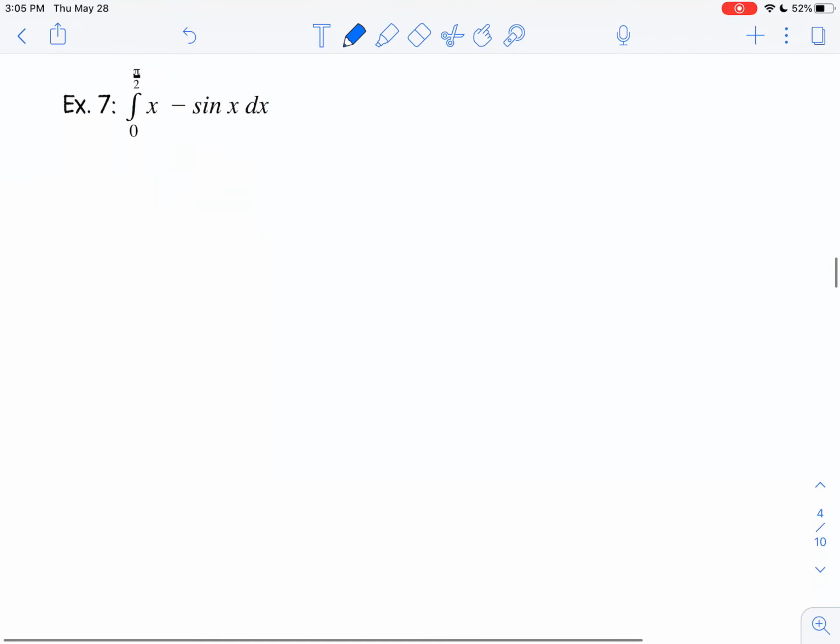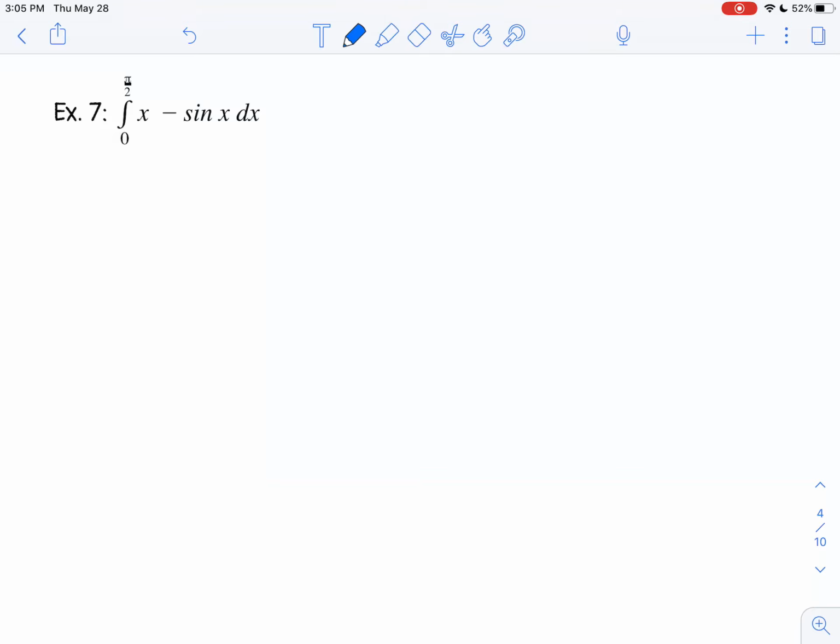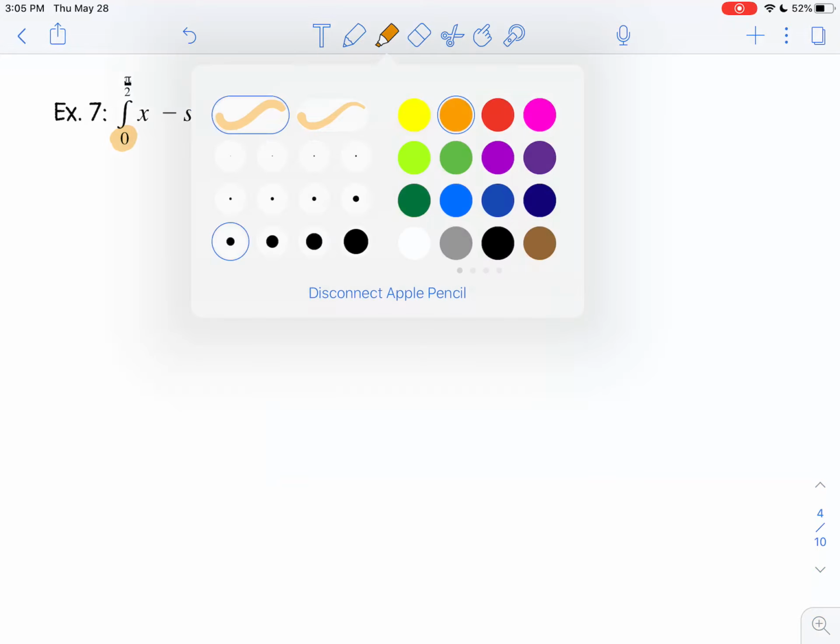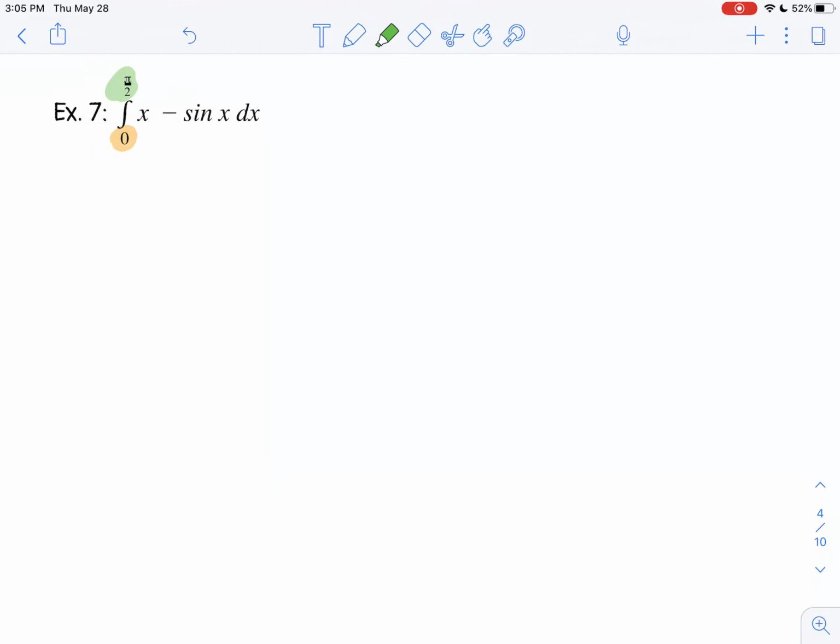All right, let's take a look at example number 7 here. We've got the area from 0 to pi over 2. So we've got our a value, we've got our b value, and we want to plug those in to x minus sine x after we take the integral. To find the integral of x, I'm going to get 1/2 x squared, just using my power rule, minus the integral of sine x, which is negative cosine x. I'm going to plug in pi over 2, and I'm going to plug in 0.